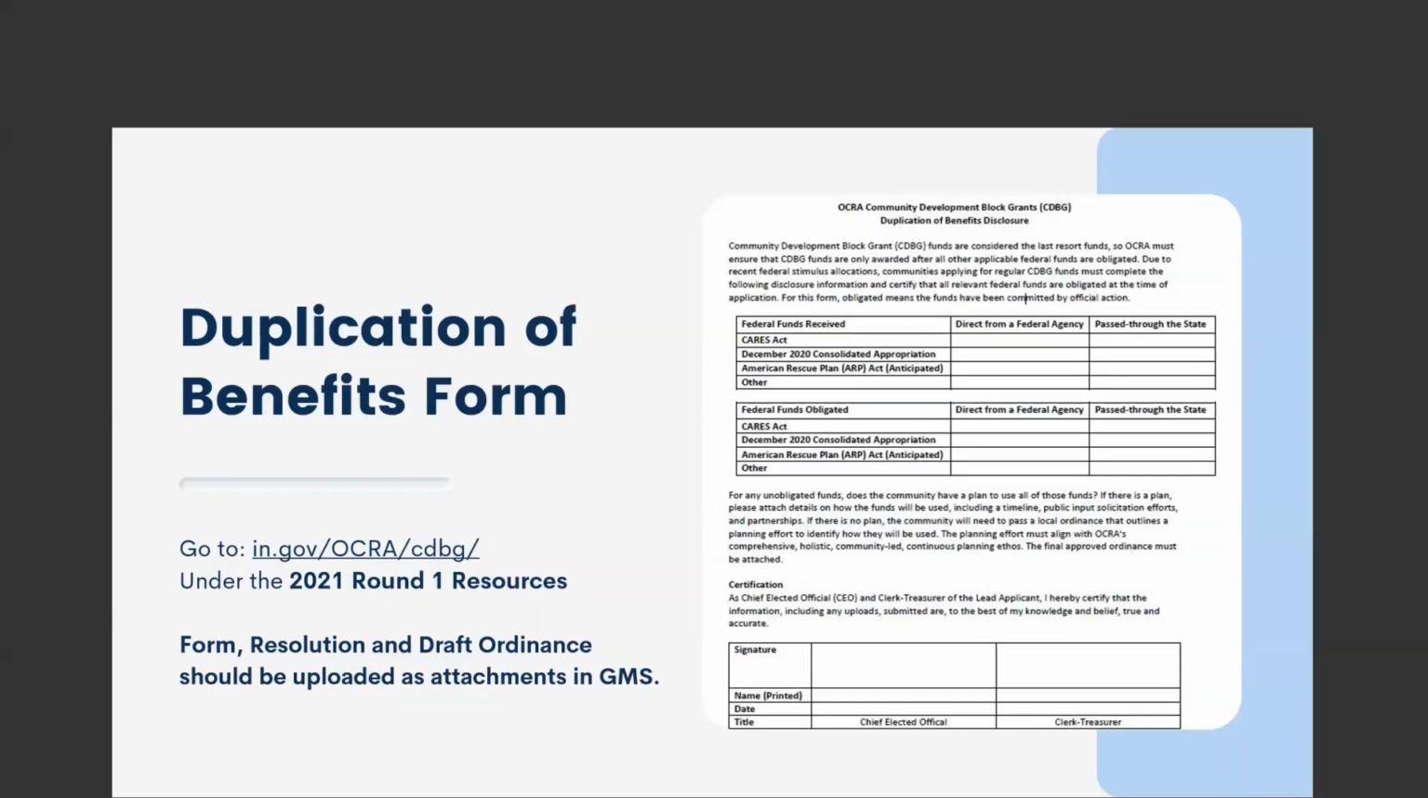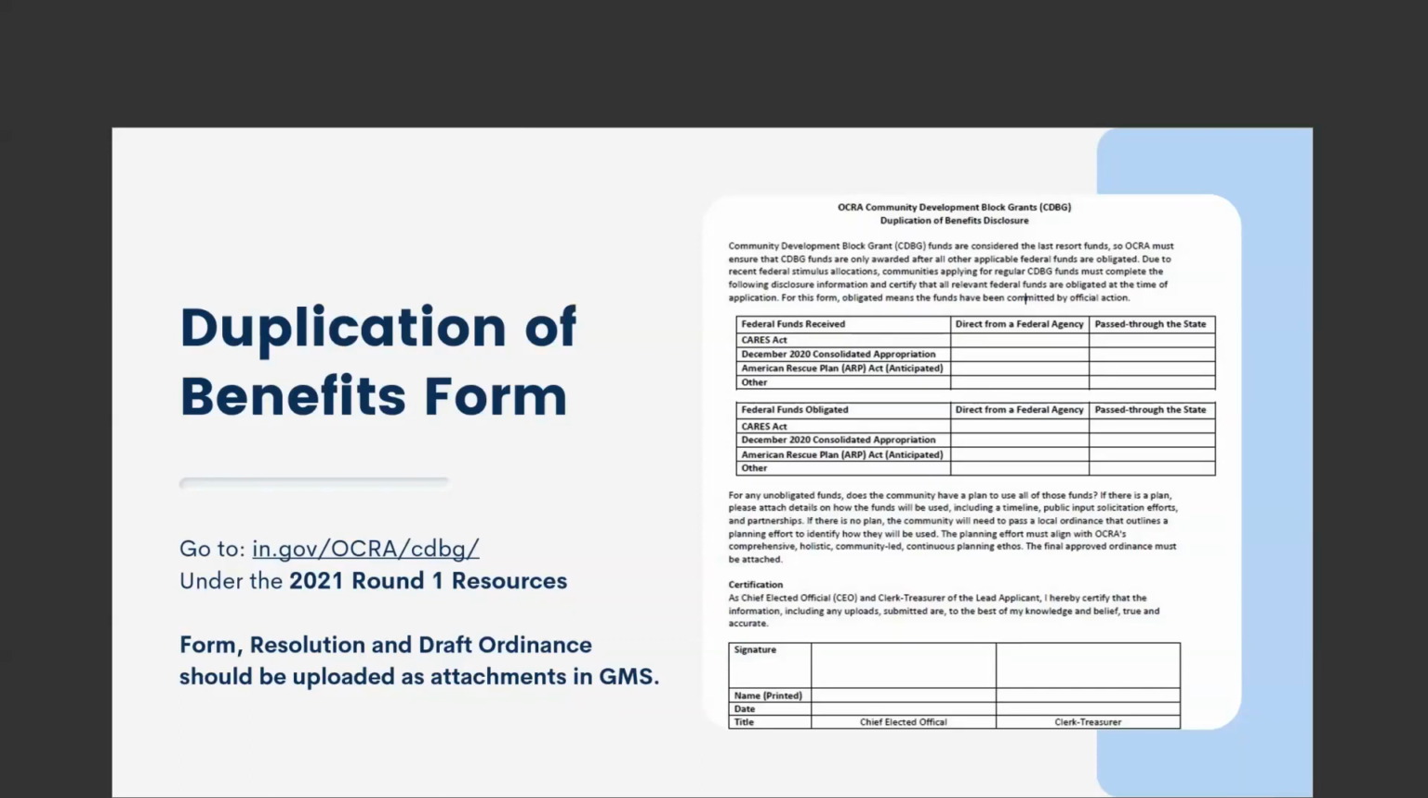Lastly, we have an other category. We know there are some other stimulus funds that have been provided to communities, whether directly from a federal agency or from the state, and you just record those in that other category. So this could be an EDA grant or something along those lines. So you will just record any funds you have received.